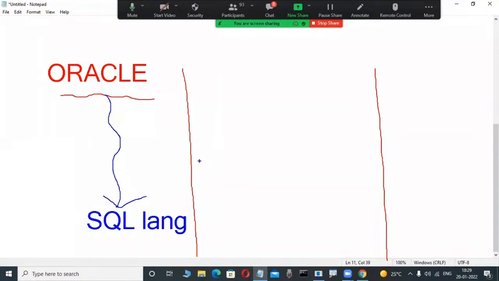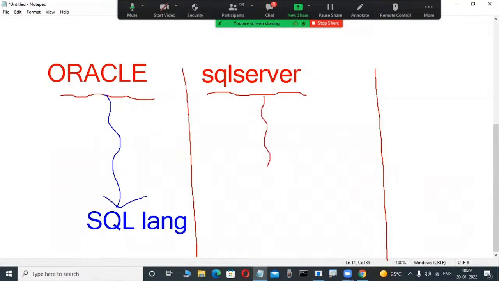Suppose in my company another project also exists. That is also a relational database product, from Microsoft: SQL Server. Some employees are working on the SQL Server product. That is also a database product, same as Oracle, but to operate that SQL Server they use one language only. What is that language? SQL is a language. Observe here, SQL is a language.